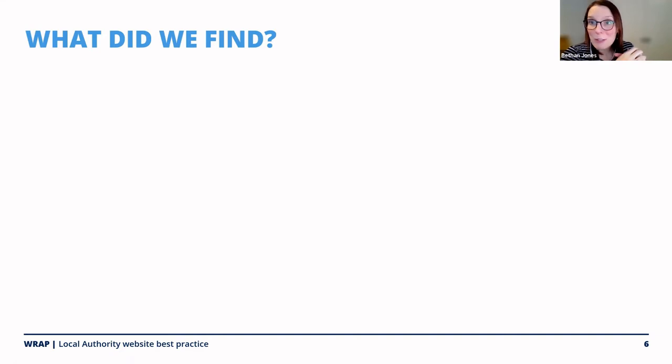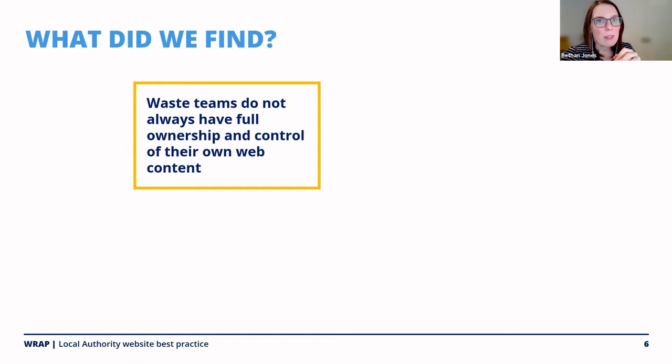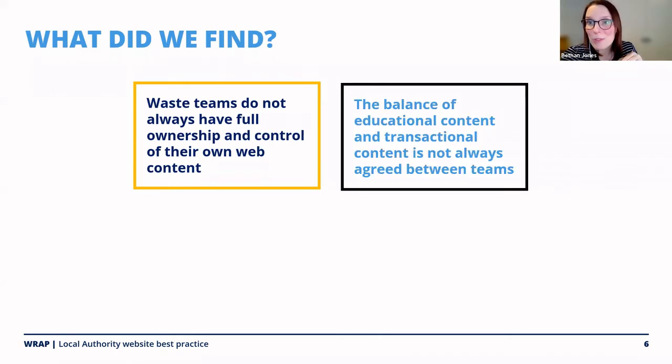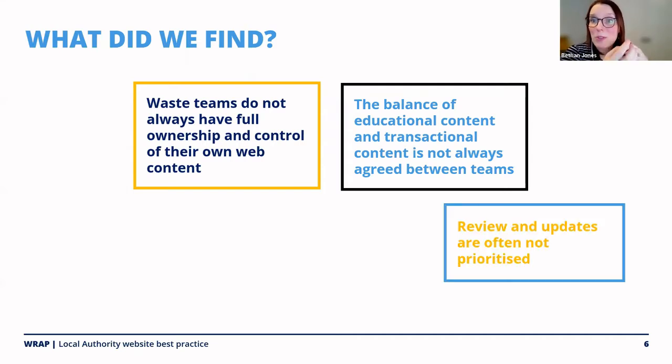So all of this information from the research was pulled in to develop the tool and also to develop the guide. And there were five key points I wanted to highlight from that. So one is that waste teams don't always have full control or full ownership of their own web content. That came across loud and clear, and I think some frustrations there. The balance of educational content and transactional content is not always agreed between teams either. So again, sometimes there's a trade-off and a balance needed, trying to decide what's the most important there.